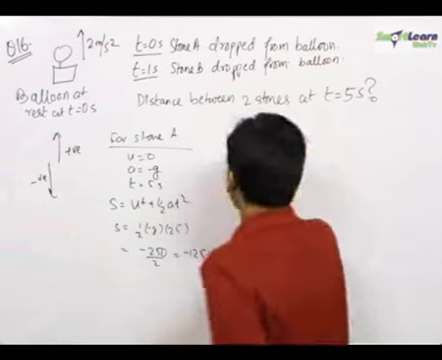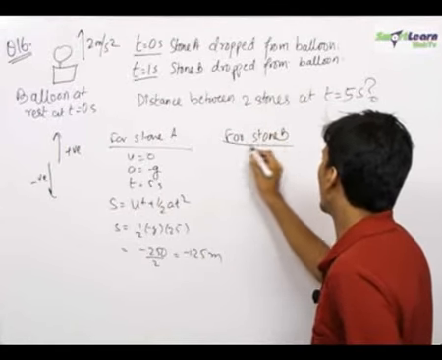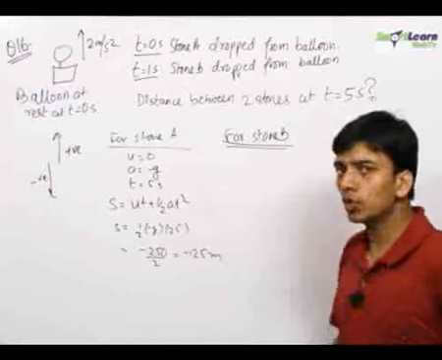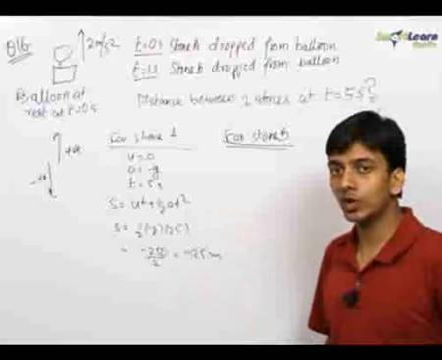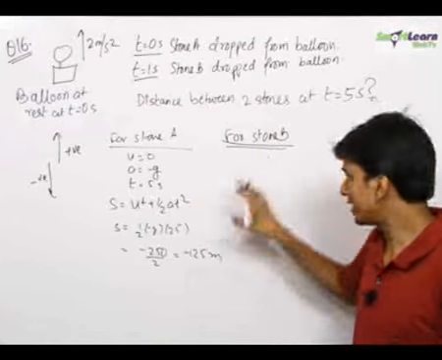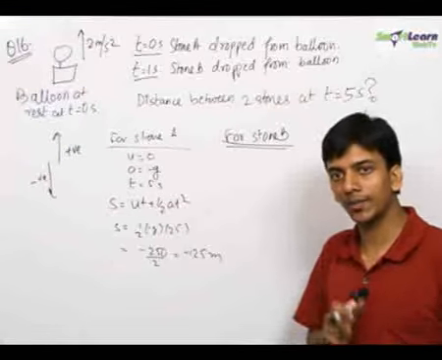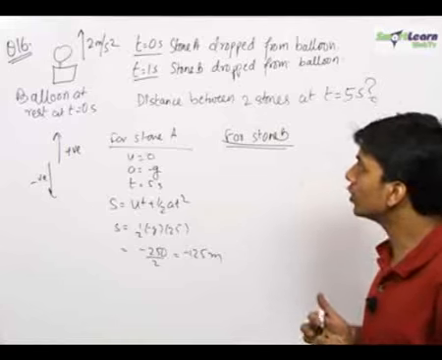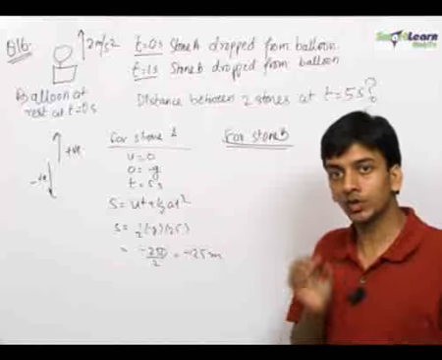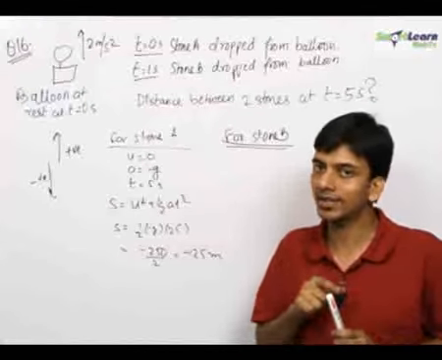For stone B, now stone B is at an important juncture. At t is equal to 1 second, the hot air balloon also has some velocity. So the initial velocity of the stone B is not 0 at t is equal to 1 second. The initial velocity of the stone B is the velocity of the hot air balloon after 1 second. So we need to find out the velocity of the hot air balloon after 1 second to find out the initial velocity of the stone B, because when the stone B is dropped, it takes along with it the velocity of the hot air balloon which it already had at t is equal to 1 second.